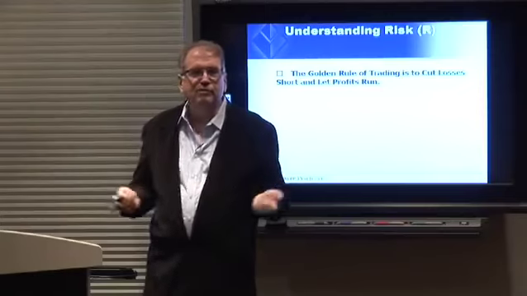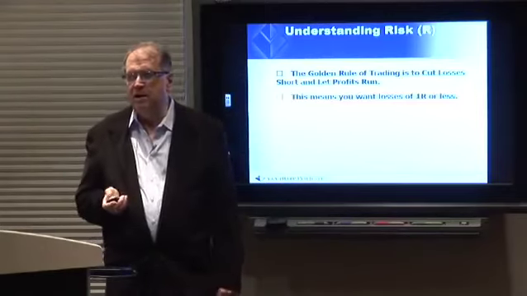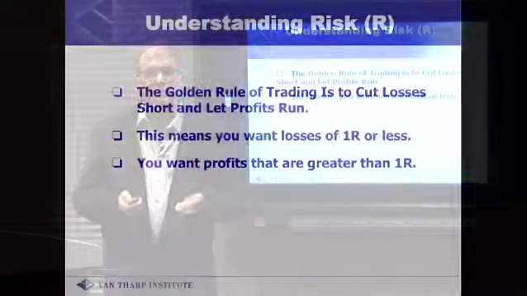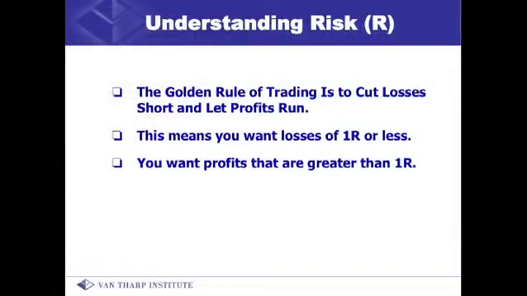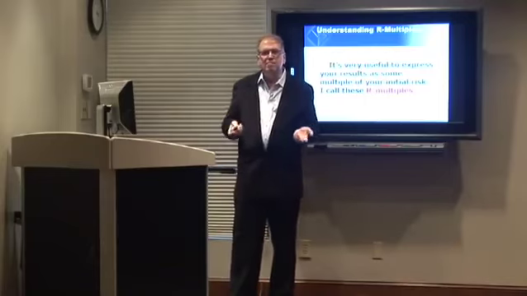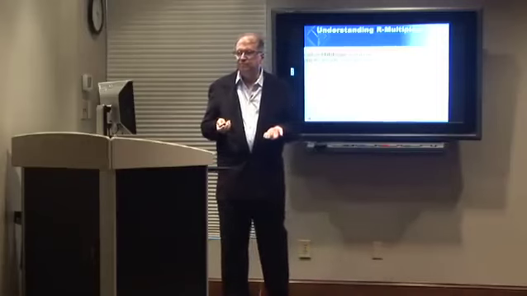Now, the golden rule of trading is to cut losses short and let profits run. This means you want your losses to be 1R or less, and you want your profits to be greater than 1R, or some multiple of 1R. So let's look at R multiples. It's very useful to express your results as some multiple of your initial risk, and I call these R multiples.